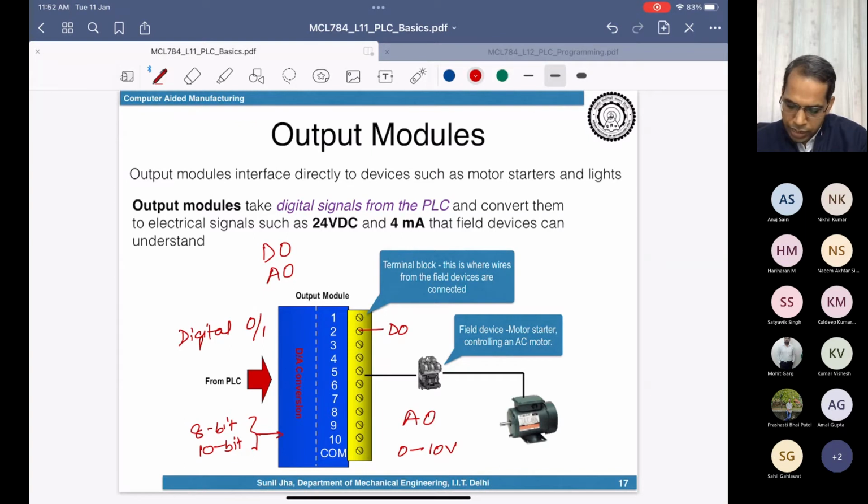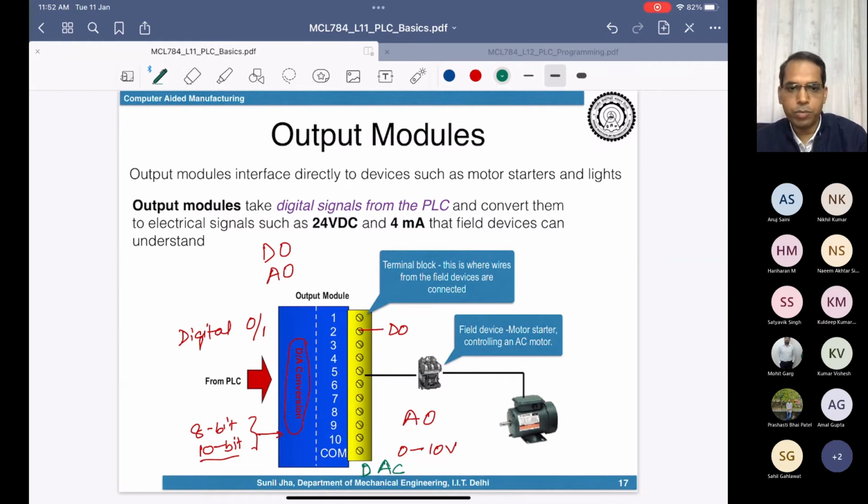So if you see here, the PLC data that is 8-bit or 10-bit is now converted from digital to analog. So the PLC will be communicating digital inputs, and the output that I am expecting is an analog output over here. So then we will be using a device which is called a digital to analog converter. So, DAC.